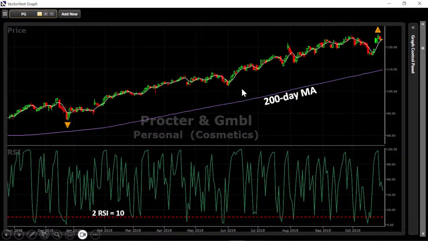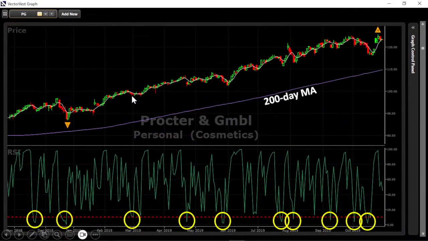So long-term uptrend, price above the 200-day moving average, short-term correction, the 2-period RSI below 10, and, not or, and the price of the stock below the 5-day moving average. There is your setup. There's your trade. I'll say it again. Price above the 200-day moving average, but below the 5-day moving average with the 2-period RSI below 10. There's your setup.